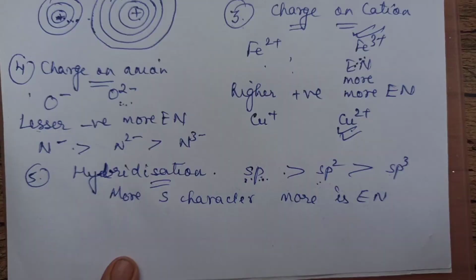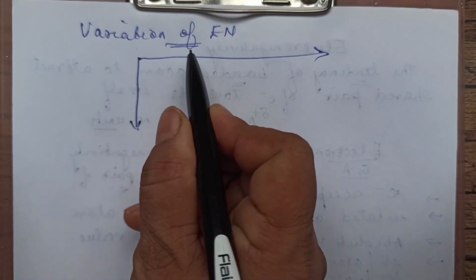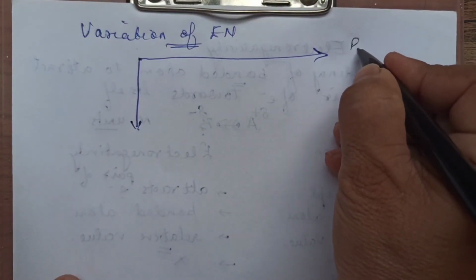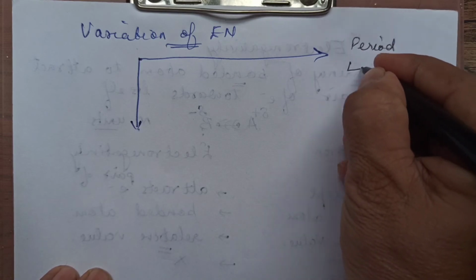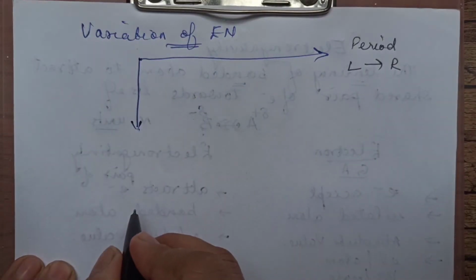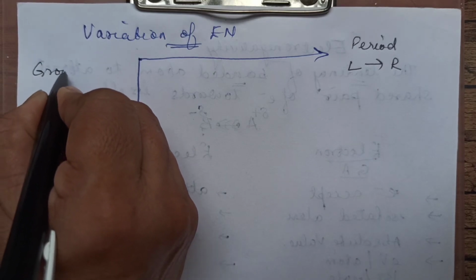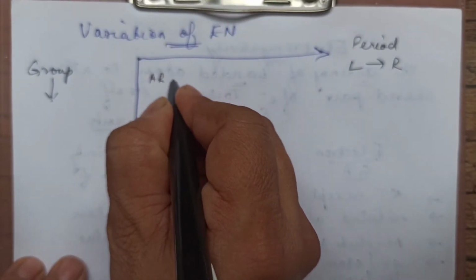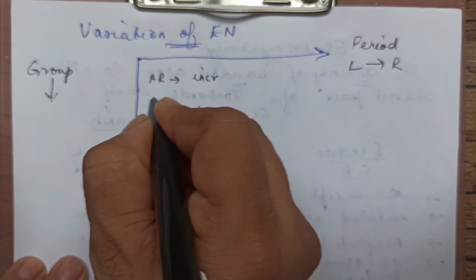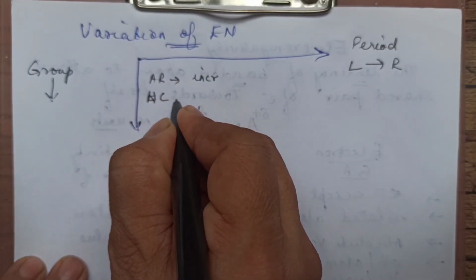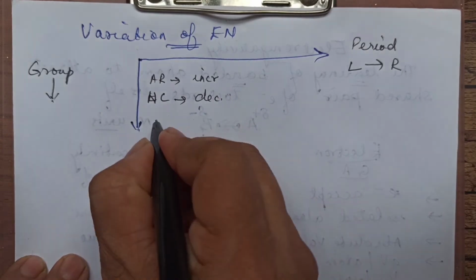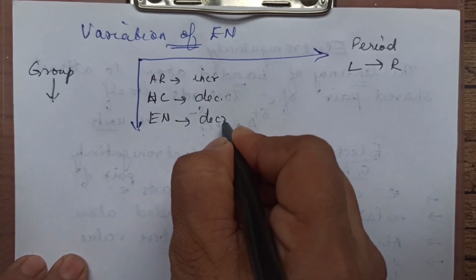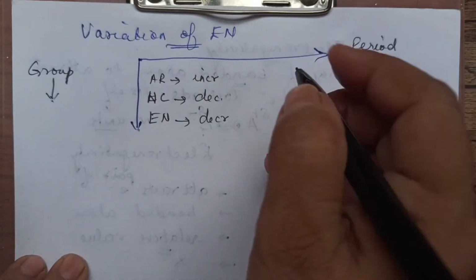Till here clear, children? Now let's see how the electronegativity varies in the group and the period. This is period, in period we talk about from left to right, and this is down the group, in the group we talk about from top to bottom. Clear? Now this way, what is happening to the radius? Atomic radius is increasing, nuclear charge is decreasing. So electronegativity decreases down the group.